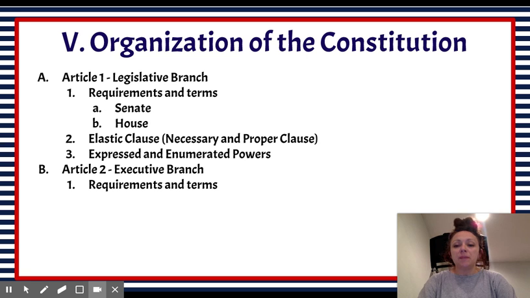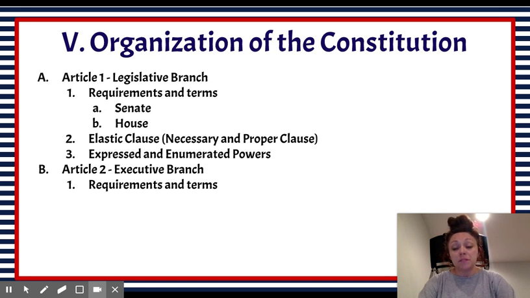So the requirements to become president of the good old US of A, you have to be at least 35 years old. You have to be a natural-born citizen, which means that you have to have been born in the United States or one of its territories or military bases, or one of your parents has to have been a United States citizen at the time of your birth. And we'll talk about how that works in class. You also have to have been a resident of the United States for at least 14 years, okay?